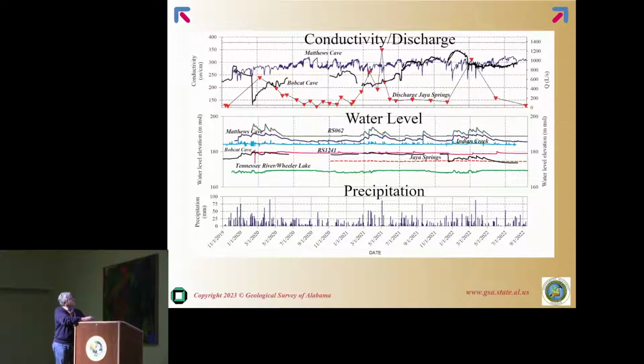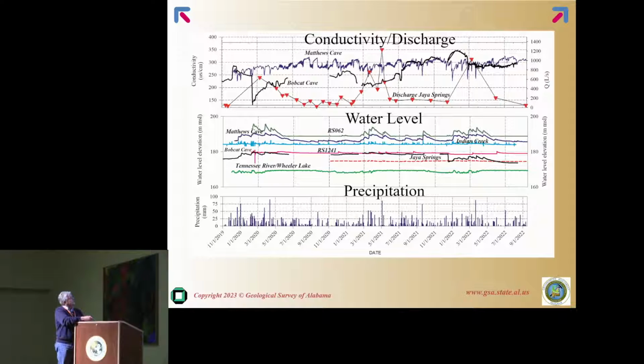Bobcat Cave water elevation is here, which is very similar to the other well. And here, in dashed line, we have the Yaya Spring water level elevation. Due to scale effect, it's almost a straight line. And the last graph is the Tennessee River water level elevation, Wheeler Lake. This data we received from TVA, Tennessee Valley Authority. Based on this graph, we can see that the entire aquifer is discharging into the Tennessee River.